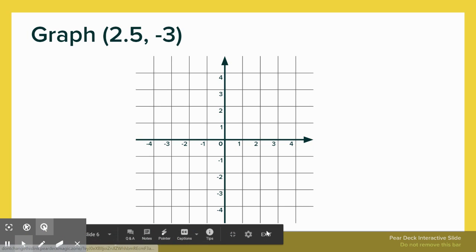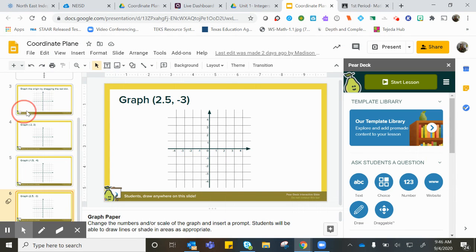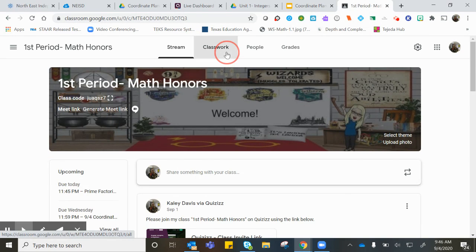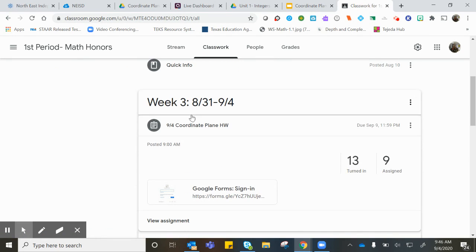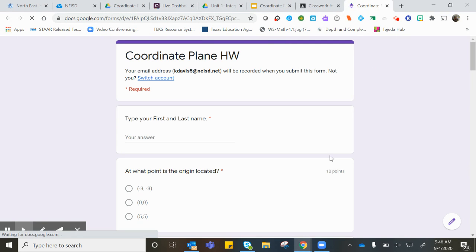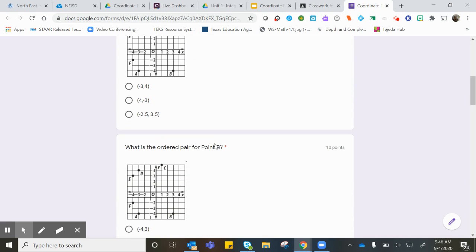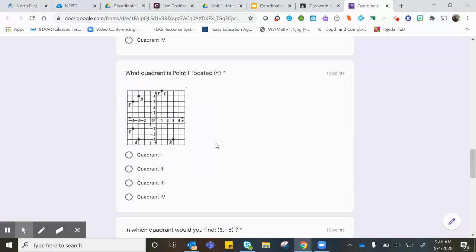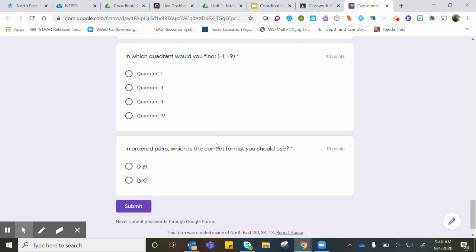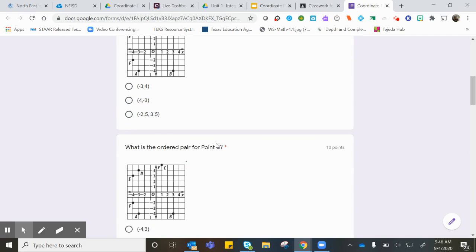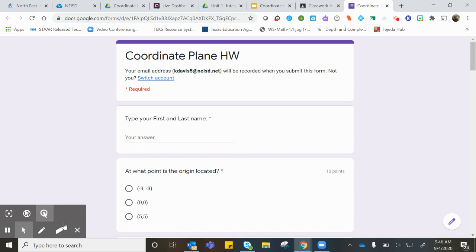So let's talk about your homework assignment for today. If you head on over to Google Classroom, underneath classwork, okay, you'll find your homework assignment, the coordinate plane homework. So if I click on that, all right, I have some questions to fill out where I have to identify points on the graph, and I have to know what quadrants they're in. This will be due by the next time we meet.